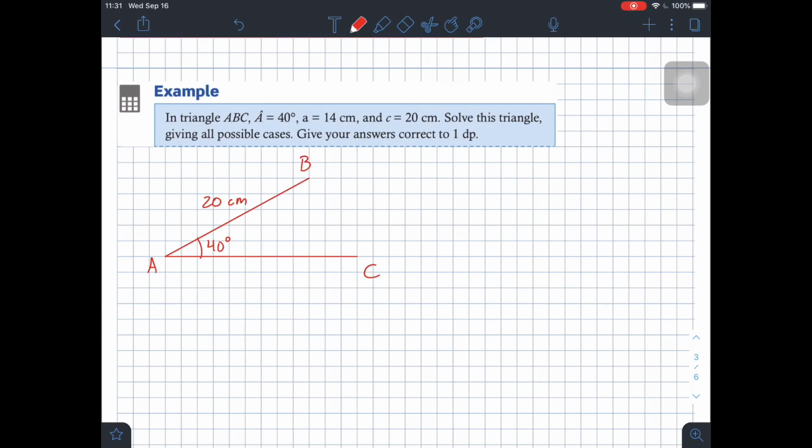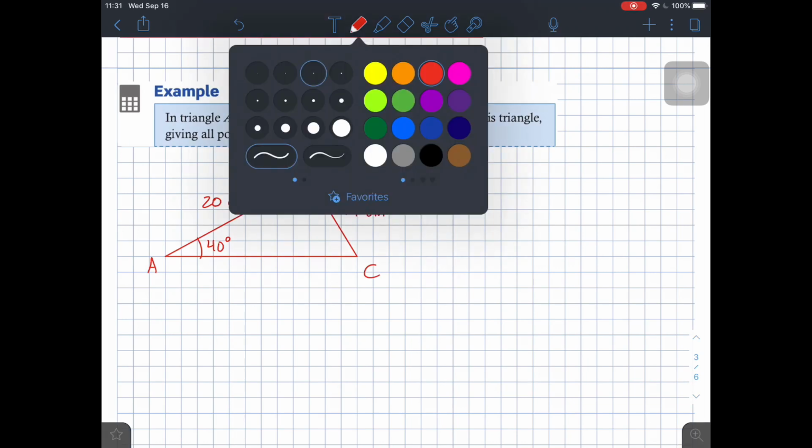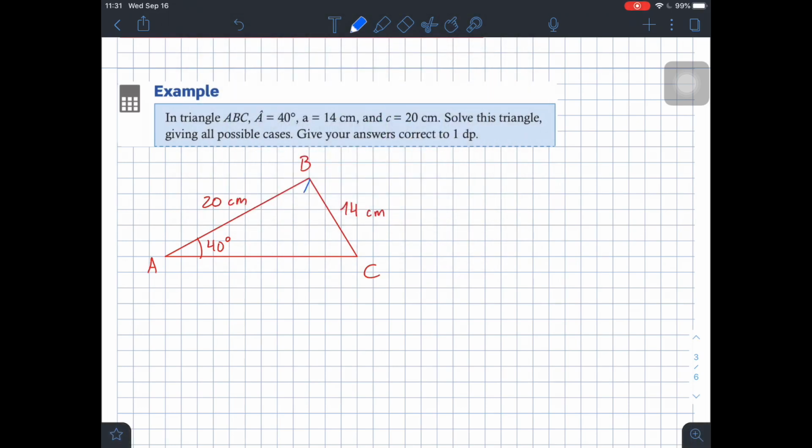So, two possibilities: either side a could be right here, which would be 14 centimeters, or we could have, let me do this with maybe blue, side a right here, right? This could also be equal to 14 centimeters. So here we would have two possibilities. It would be C1 and this could be C2, okay? Two possibilities for point C on this triangle.